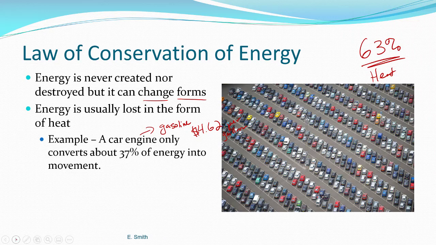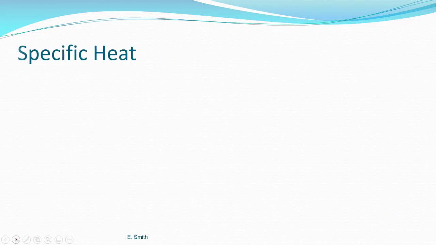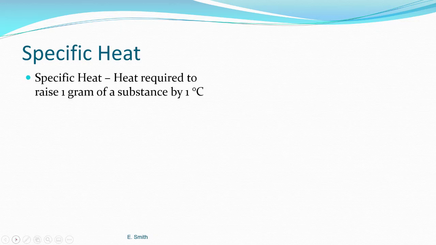Now, here's the thing. Energy interacts with matter differently depending upon how the molecules are arranged. We call this property in which energy interacts with matter specific heat. Specific heat is the heat required to raise 1 gram of a substance by 1 degree Celsius.